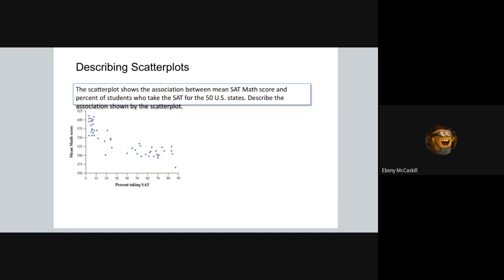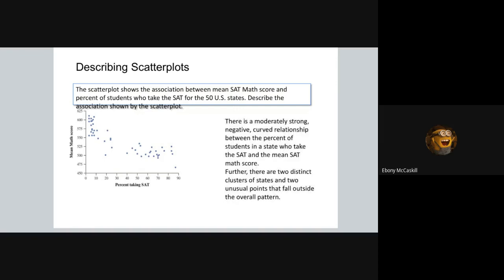So look at this scatter plot here. This scatter plot shows the association between the mean SAT score and the percent of students who take the SAT for 50 U.S. states. Describe the association in the scatter plot. Here is what we were given. It is moderately strong. So it's not the strongest, but it's high. That's the strength. It is negative. That's your direction.